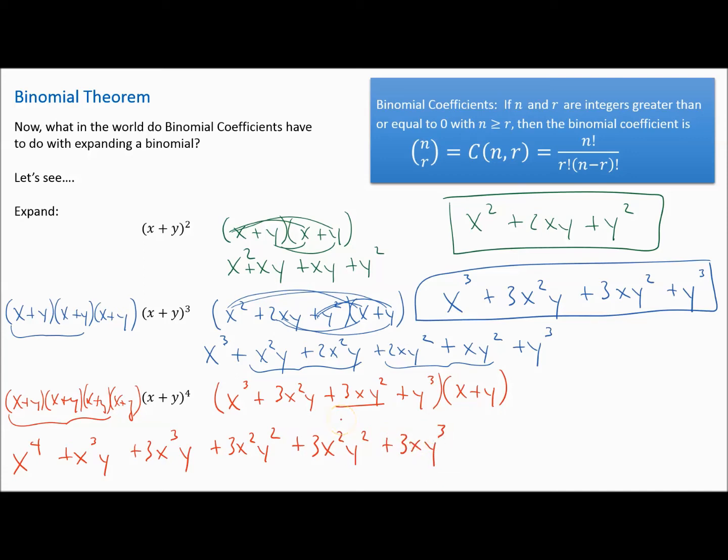You following all this, or are you just waiting for me to get finished? I'm good with either one. I'm hoping you're following just in case you ever had to do this. But I'm okay if you just wait till I get finished to tell you what in the world this has to do with binomial coefficients.